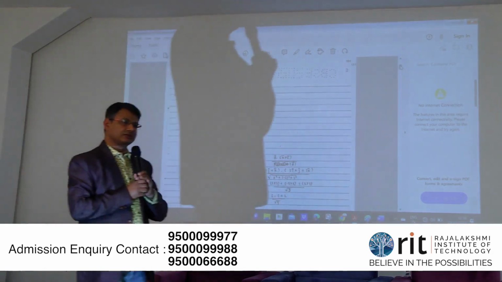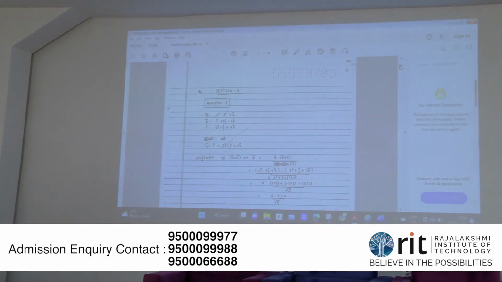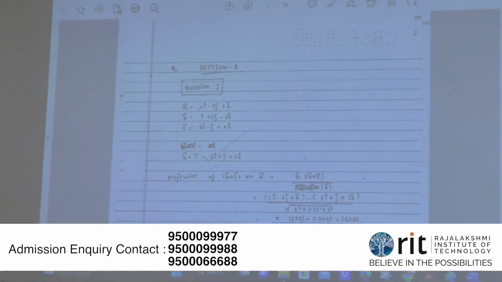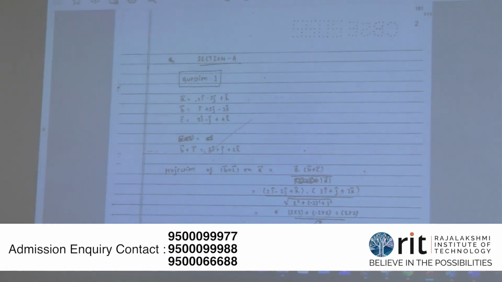So this is the answer sheet of a student who has scored 100 marks, and it is uploaded on the CBSE. So now you can find where you fail and how you should improve. This boy has got 100. Question number 1, as you can see, is a question of vector, chapter number 10. Though the question is of 1 mark, he should not write the answer, but he has attempted the answer, and the important thing is that he has written the formula down.